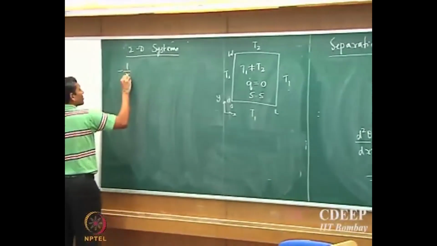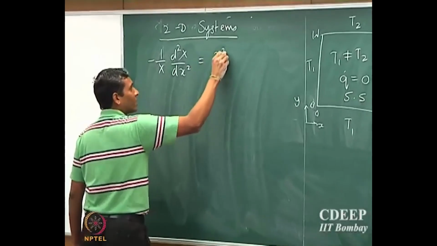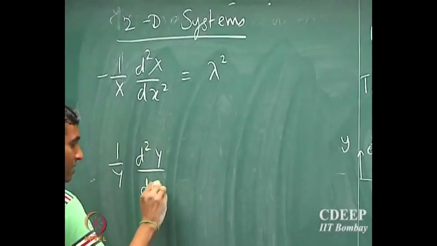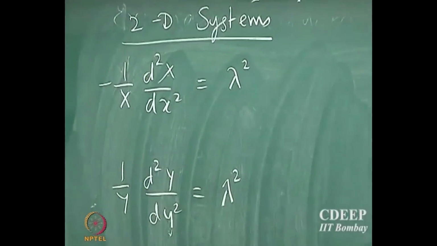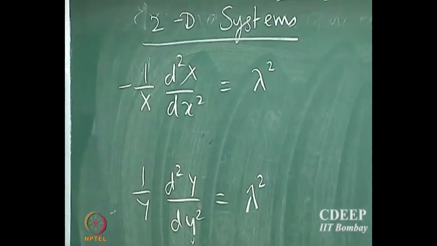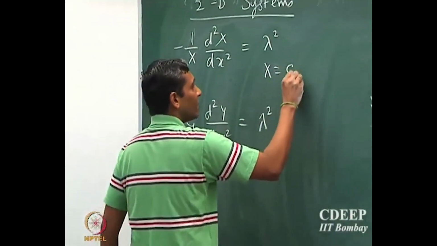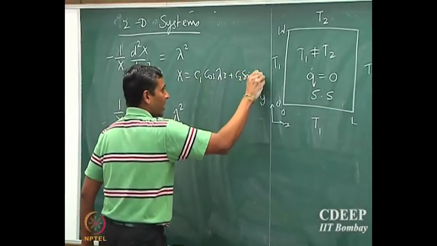So minus 1 by X d square X by dx square equal to lambda square, and 1 by Y d square Y by dy square equal to lambda square. I can break this down into two eigenvalue problems. What is the general solution of the first problem? Yeah, cos and sine. So note that the eigenvalues are now imaginary. So X will be c1 cos lambda x plus c2 sin lambda x.